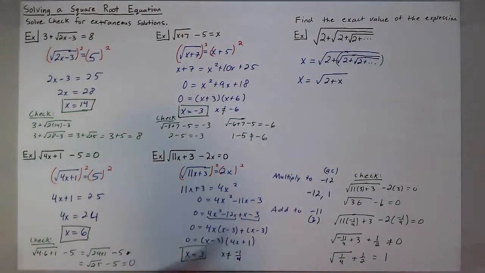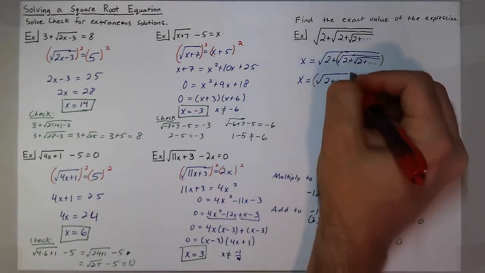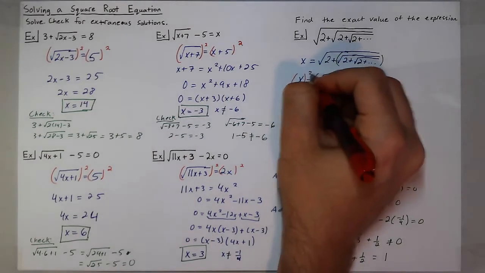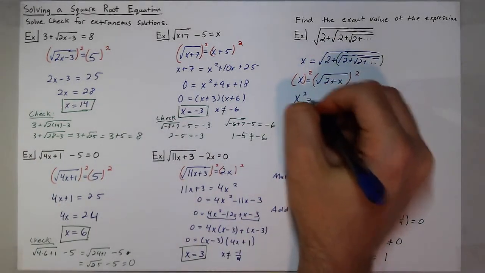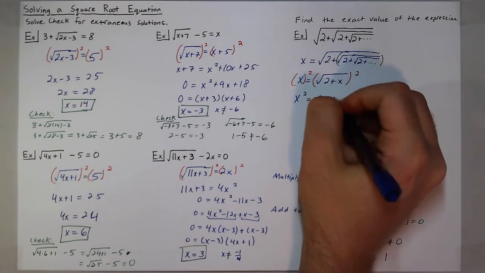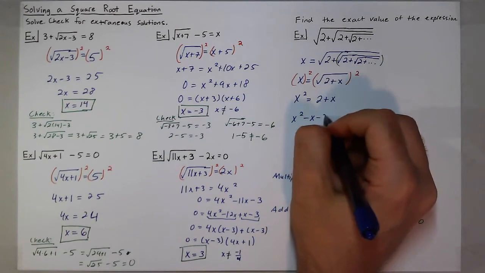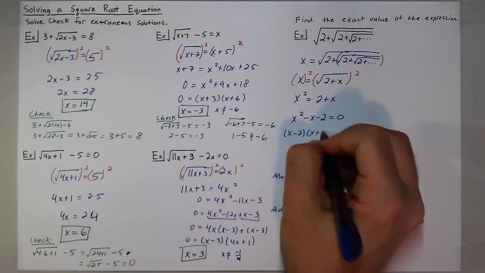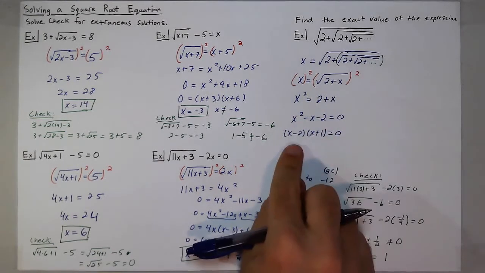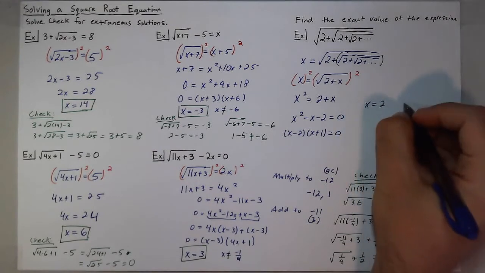And then to solve that equation, it's now a square root equation, so I can just square both sides of the equation, giving me x squared equals 2 plus x. Shift everything to one side, giving me x squared minus x minus 2. Factoring, you get x minus 2 times x plus 1. So the two possible values for this expression would be 2 or negative 1.